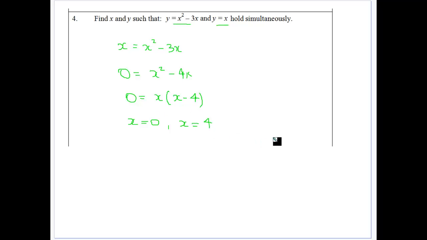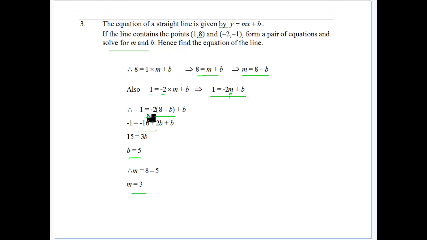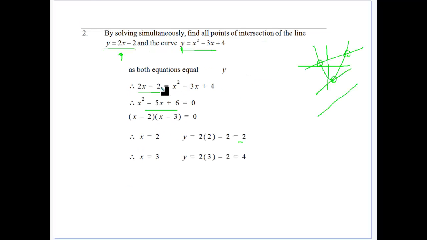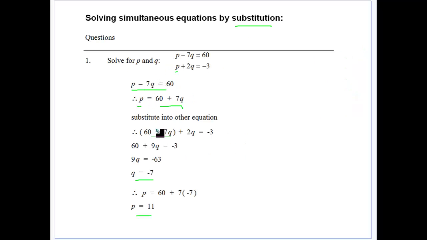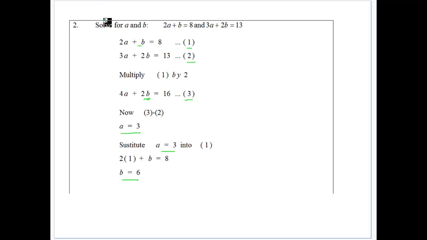So there's our substitution method, taking one equation and substituting it into another. The idea every time is to get an equation in one variable, all in the same variable, no matter whether we did substitution or elimination. So it's up to you.